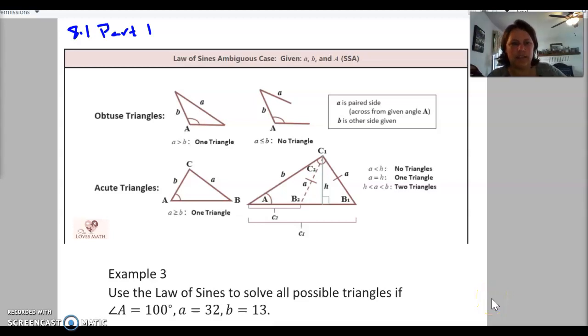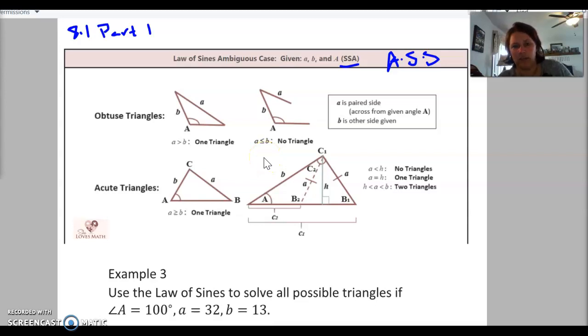Okay, continuing on with section 8.1, part 1. Now we have come to the part where we need to start talking about this ambiguous case. So anytime we are given side-angle information, or easier to remember as angle-side, these are the kinds that have lots of options that could happen.